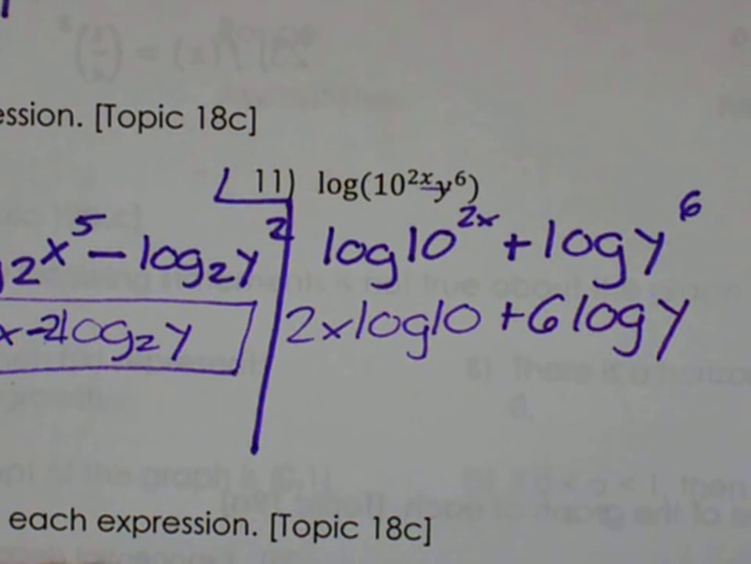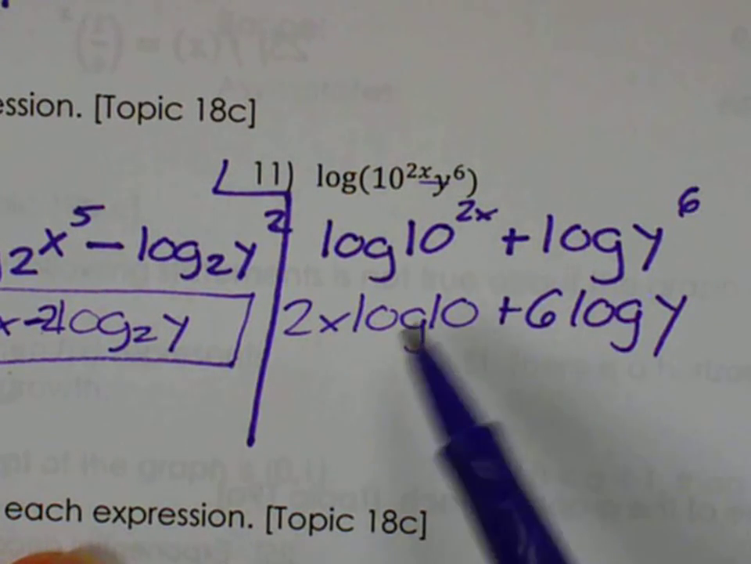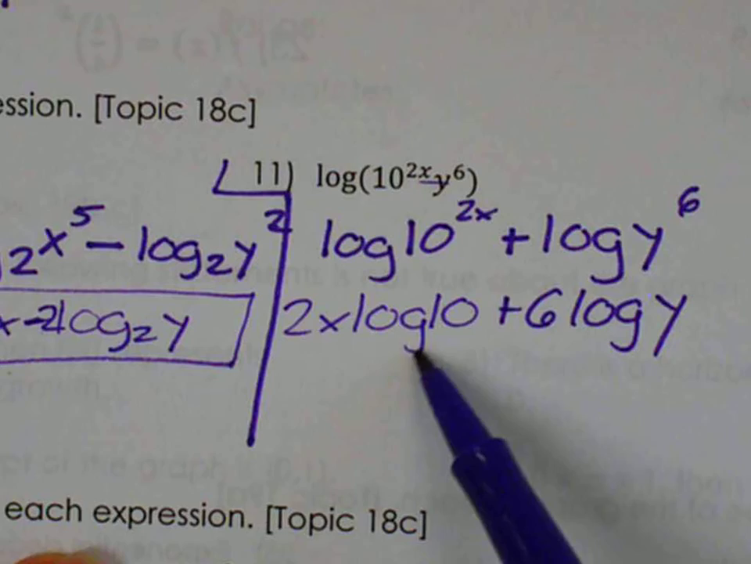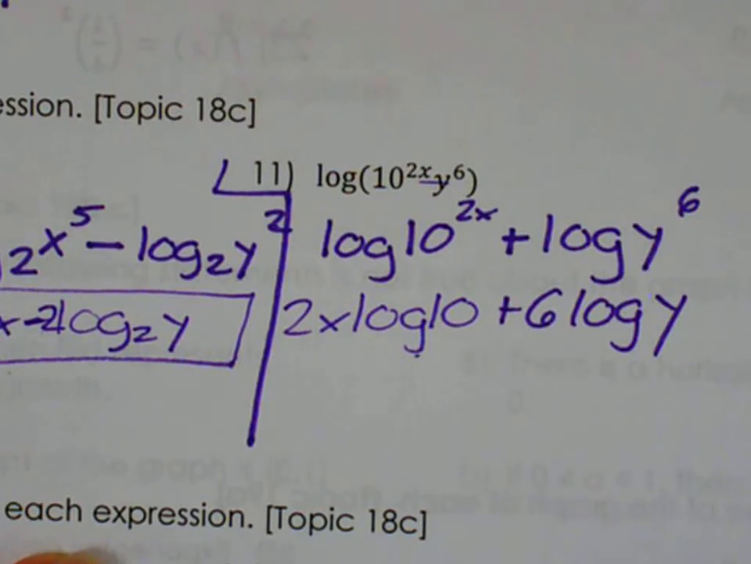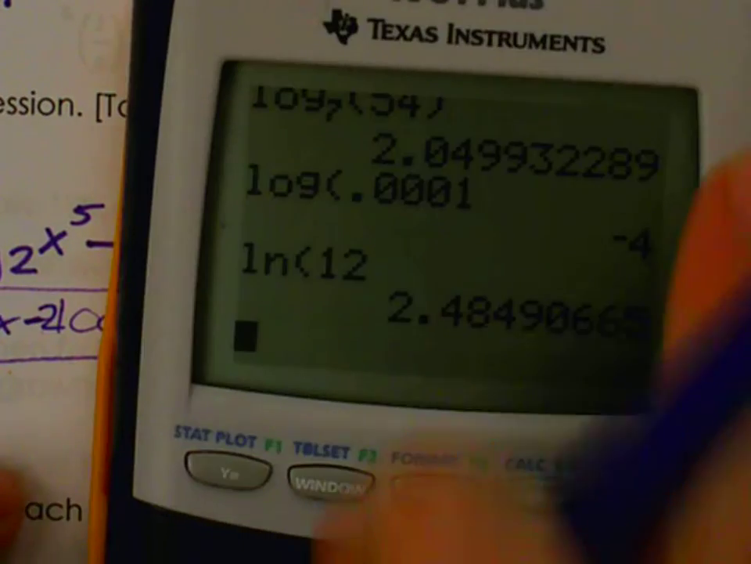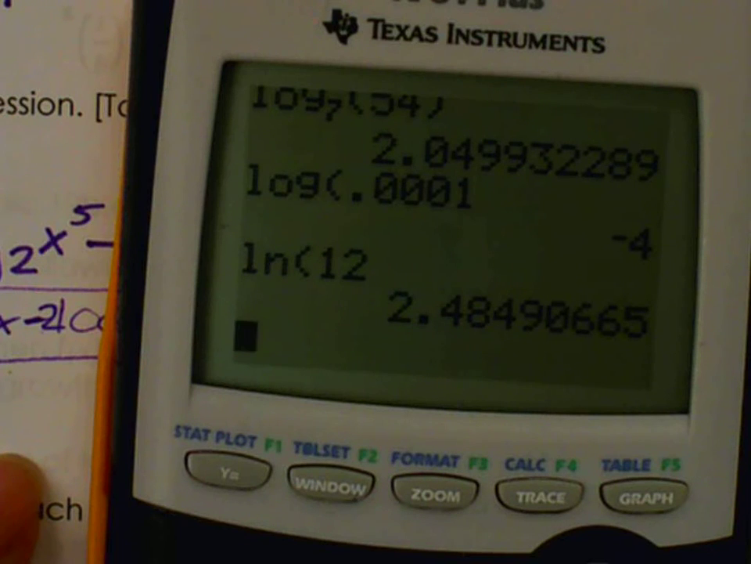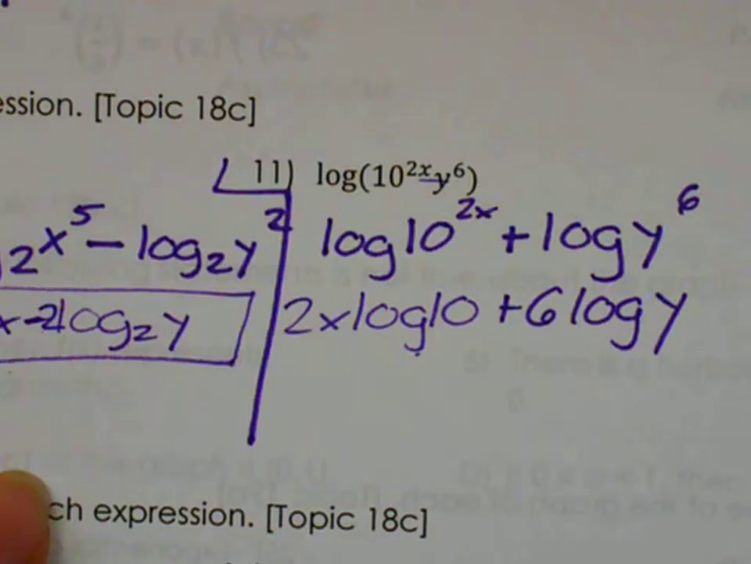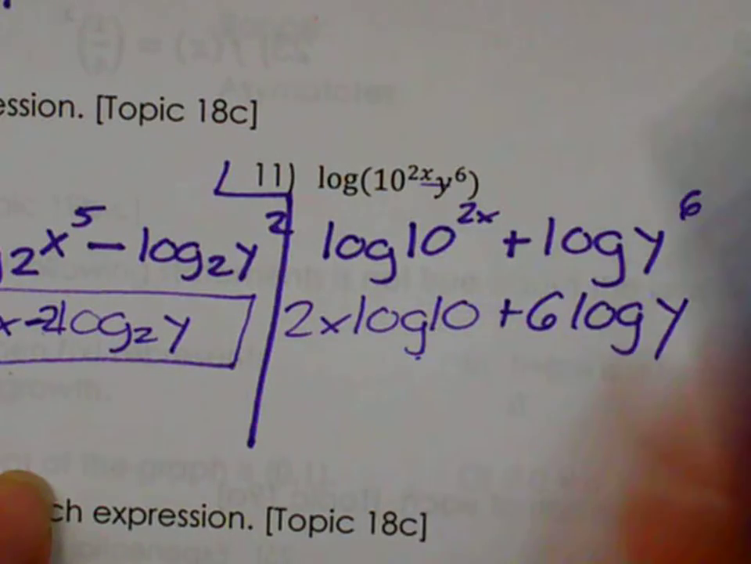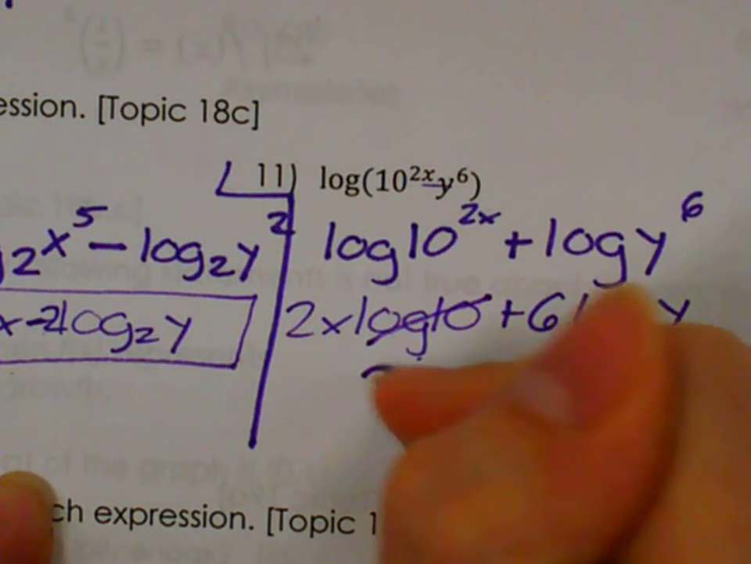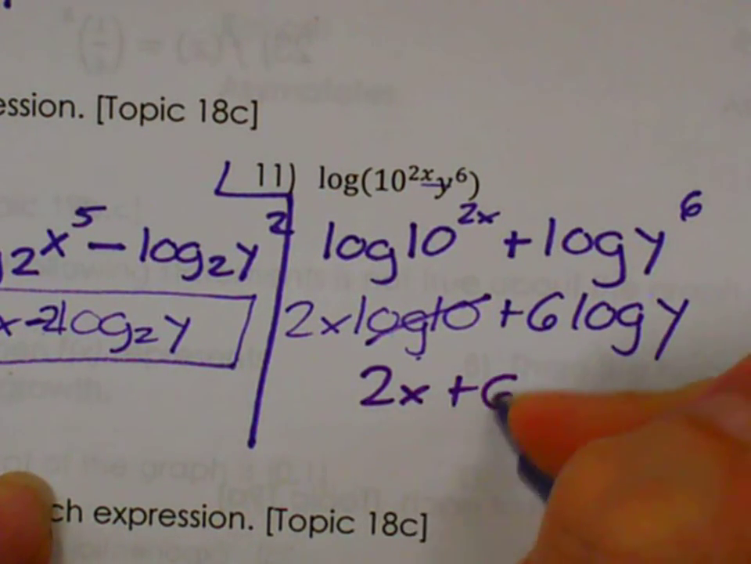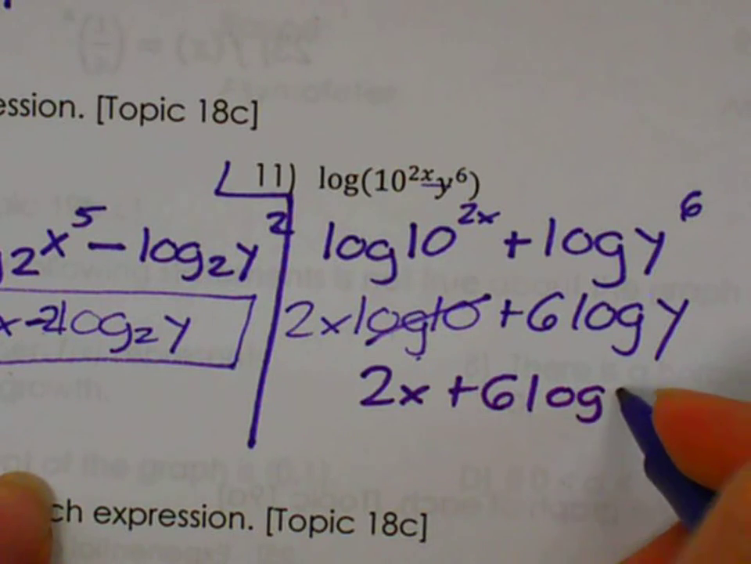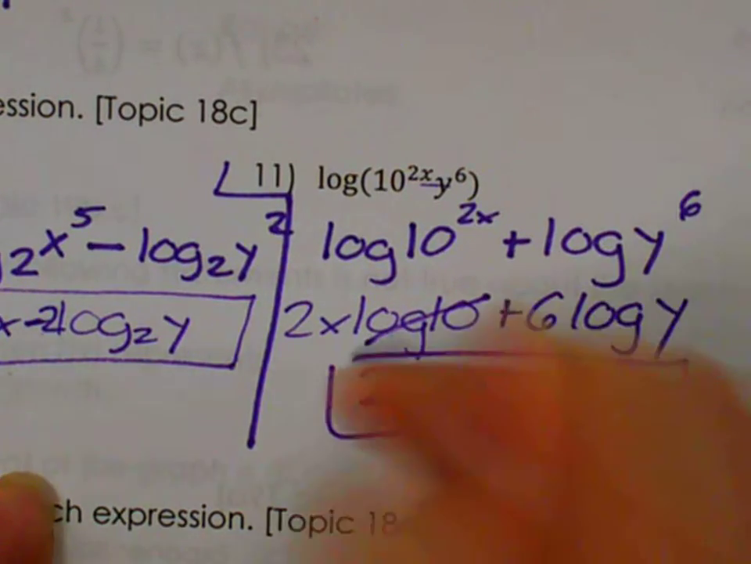And then the last thing I can do here to simplify this is log base 10 of 10. Put it in your calculator and see what you get. When you have the same base, remember this is one of our rules we did for notes, and then you're doing it of that number, you get 1. So this right here, log base 10 of 10, is just 1. So I just have 2x plus 6 log base 10 of y.